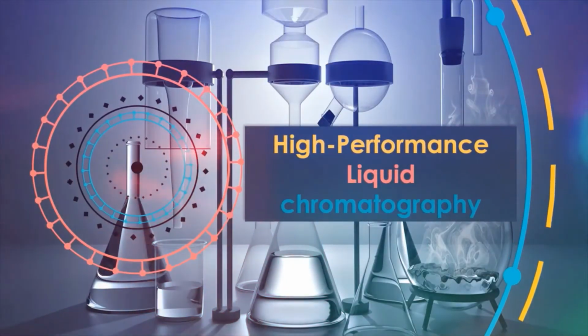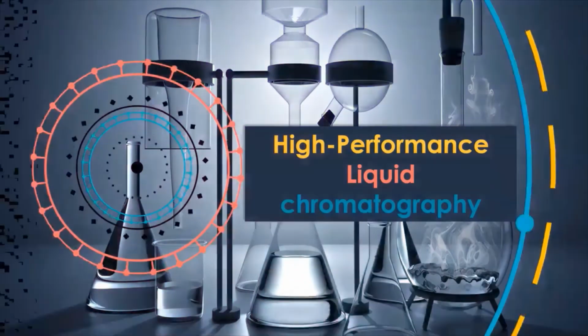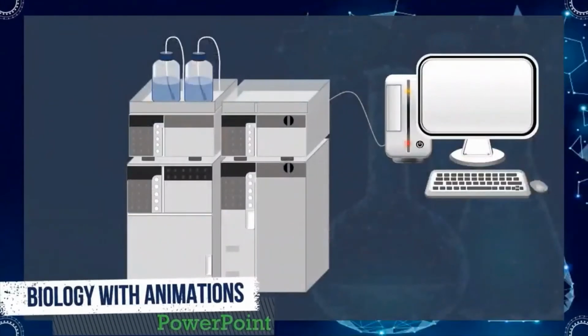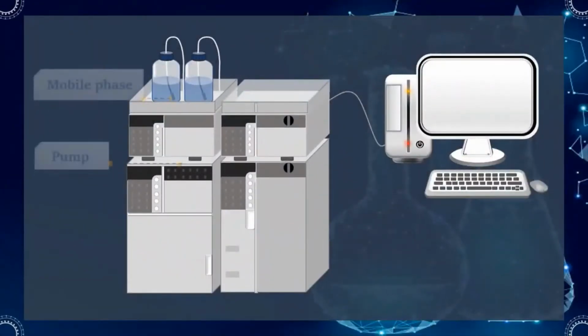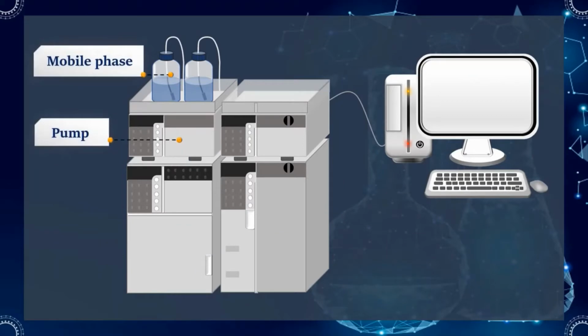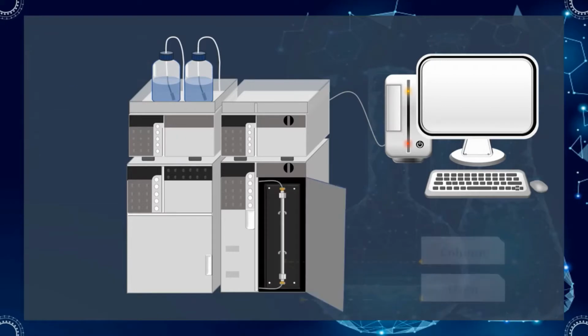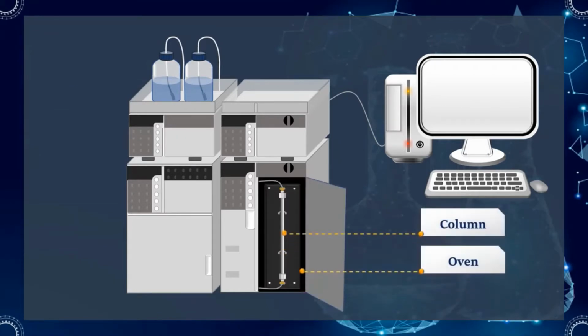High-performance liquid chromatography is a technique in analytical chemistry used to separate, identify, and quantify each component in a mixture. As with other forms of chromatography, in HPLC there is a mobile phase, which is forced by a pump to pass through the system. And there is a stationary phase called a column, which is located in an oven where the temperature can be controlled.